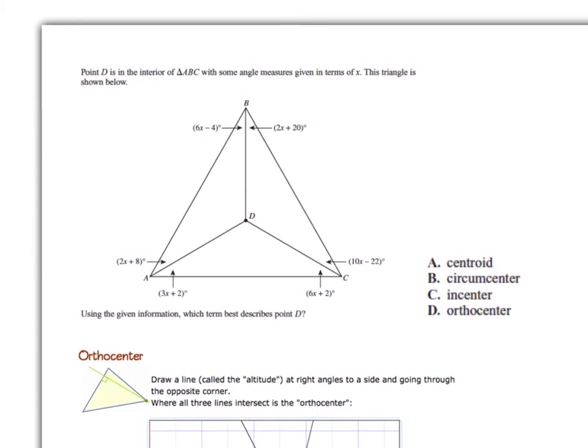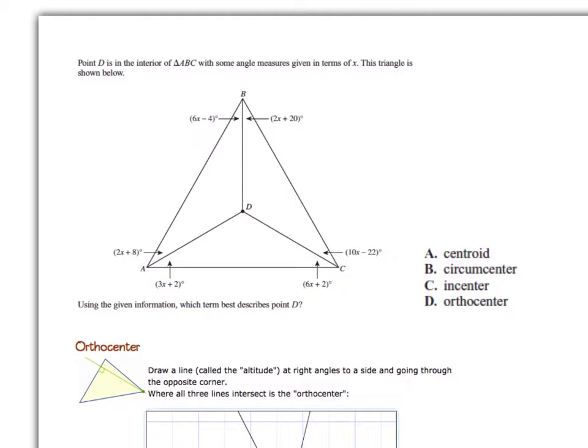Now in our first sample question, we are asked to find whether point D is a centroid, circumcenter, incenter, or orthocenter. And since we are given information about the angles, it makes me wonder if this is going to be an angle bisector type of situation. What I do know about this is that all of those angles inside are going to add up to 180 degrees. So basically this angle plus this angle plus this angle all equal 180. And we have a lot of information about that.